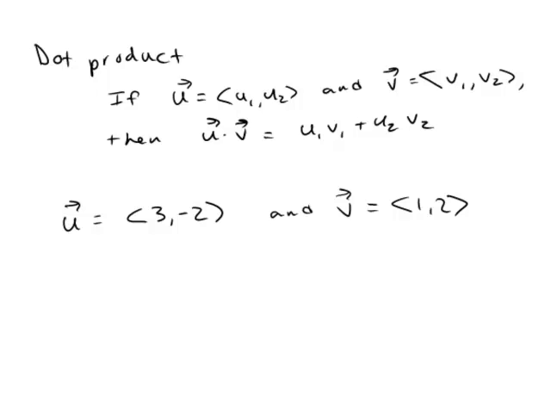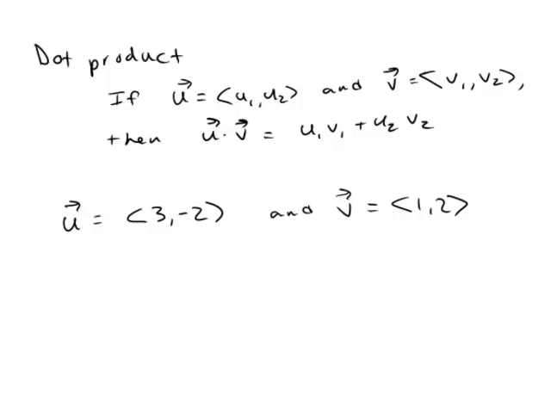So we know that the dot product is, let's suppose we have a vector u, which is equal to u1, u2, and we have a vector v, which is equal to v1, v2, then the dot product u dot v is equal to u1 times v1 plus u2 times v2.